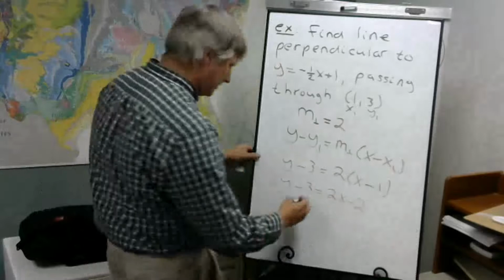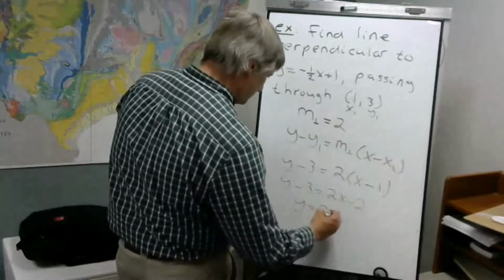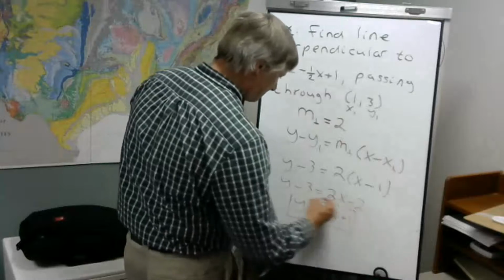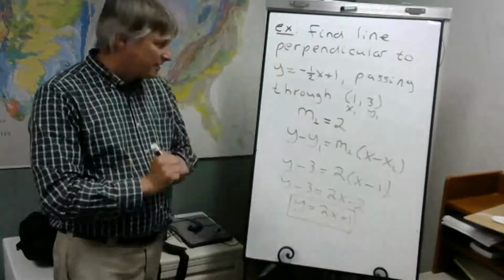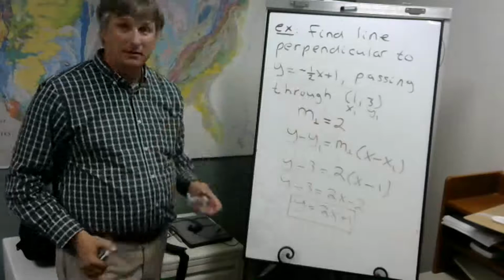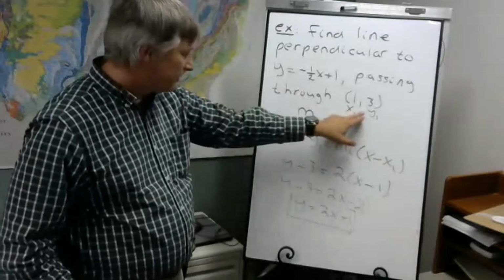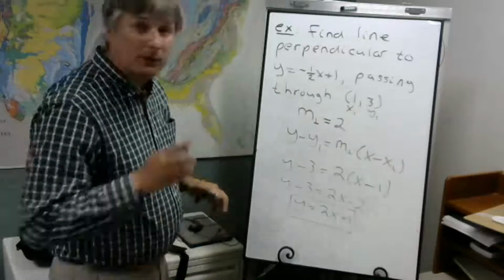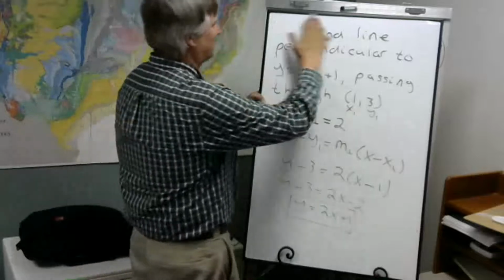Add 3 to both sides. And there we go. And so this line is perpendicular to that one, and it passes through the point (1, 3). Do one more. Let's say we have this.